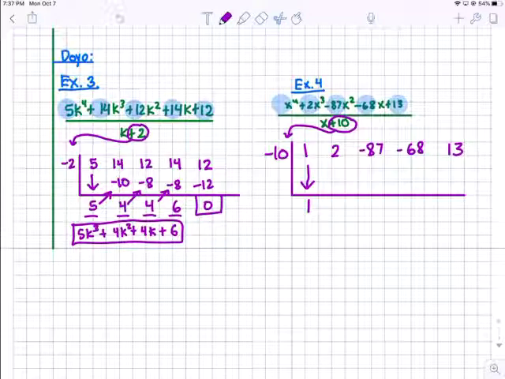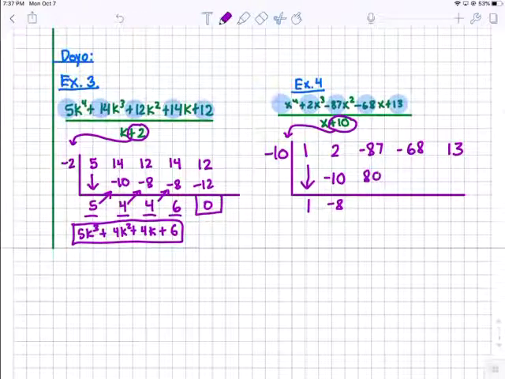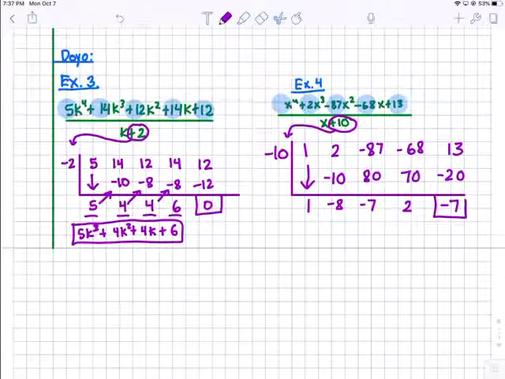Negative 10 times 1 is going to be negative 10. Now we're going to add negative 8. Mama multiplying negative 10 times negative 8 will give us 80, and then we add negative 7. Again, multiply. Negative 10 times negative 7 is 70, and then we add. Multiply negative 10 times 2, and then we add. So we got a remainder.